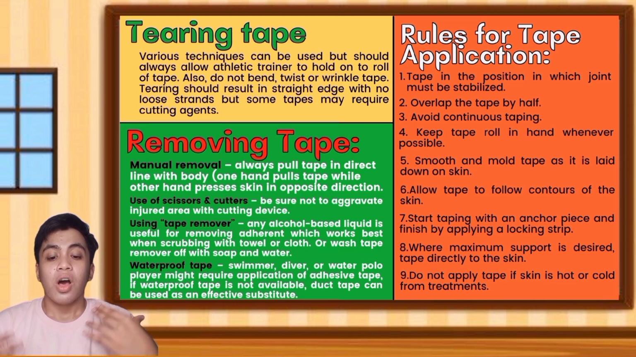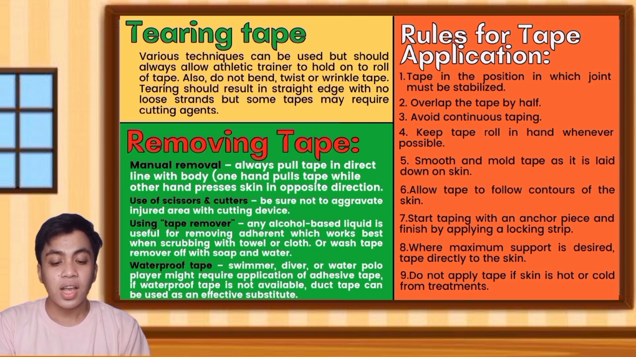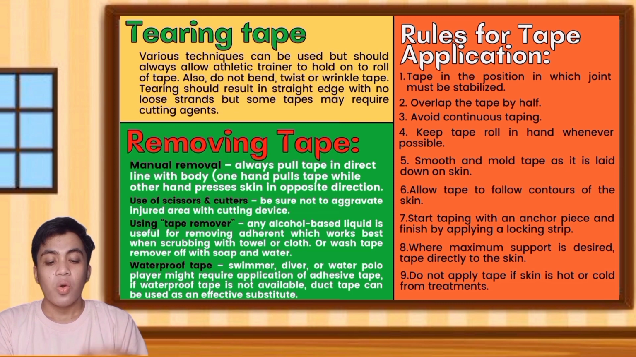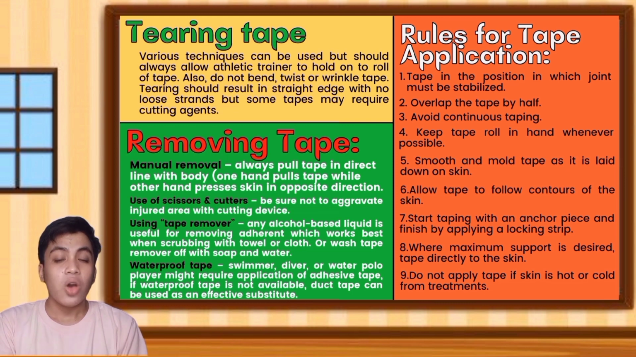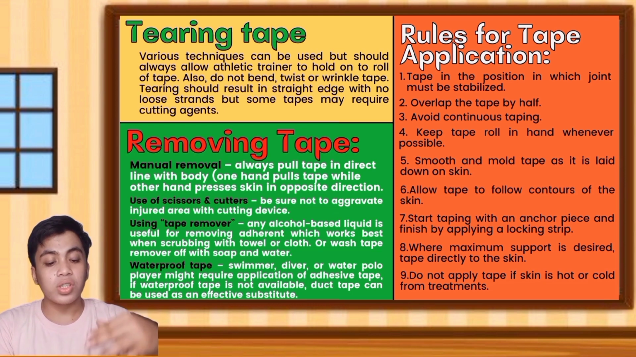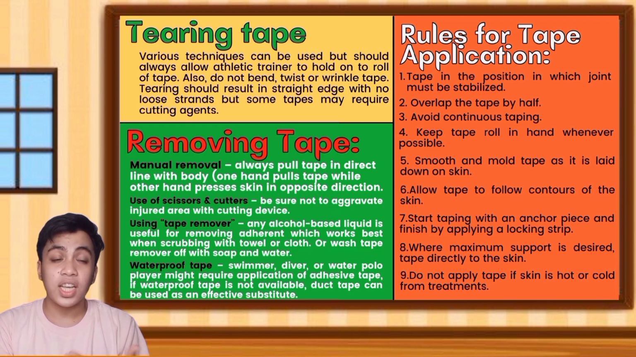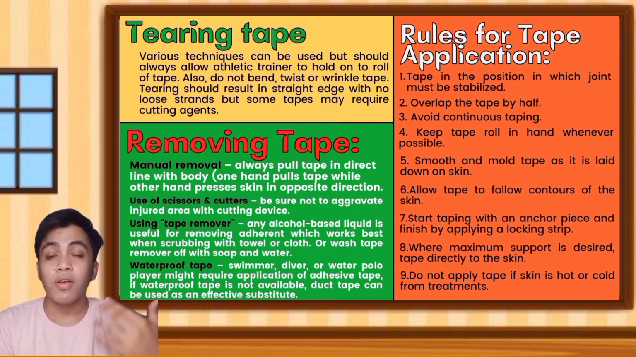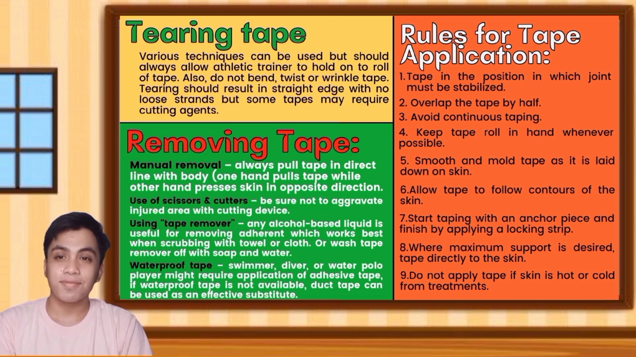Then we should also smooth and mold tape as it is laid down on skin and allow tape to follow the contours of the skin. Another rule is that we should start taping with an anchor piece and finish by applying a locking strip. And where the maximum support is desired, we should tape directly to the skin. Then last is we should not apply tape if skin is hot or cold from treatments.